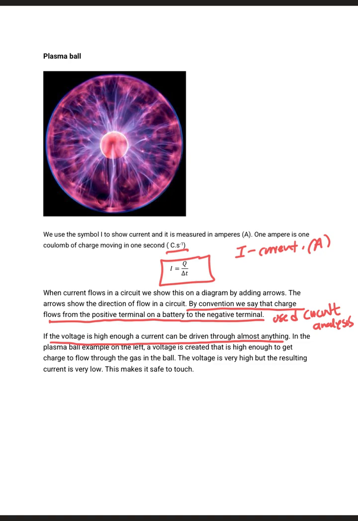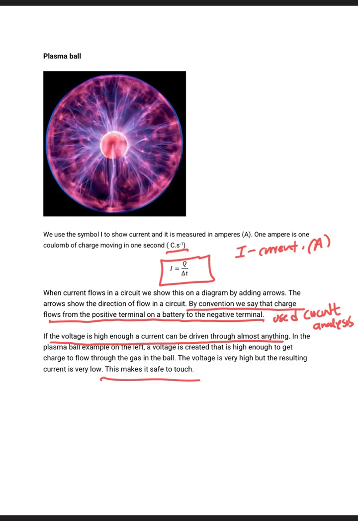In the plasma ball example on the left, you can see in the picture, a voltage is created that is high enough to get charge to flow through a gas in the ball. So the voltage is very high, but the resulting current is very low. This makes it safe to touch, even though the voltage is very high. You are still able to touch it because it won't affect you that much, right?